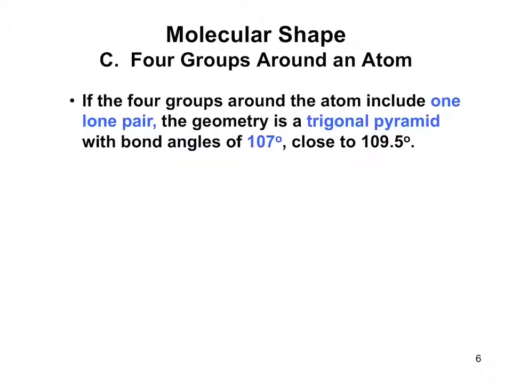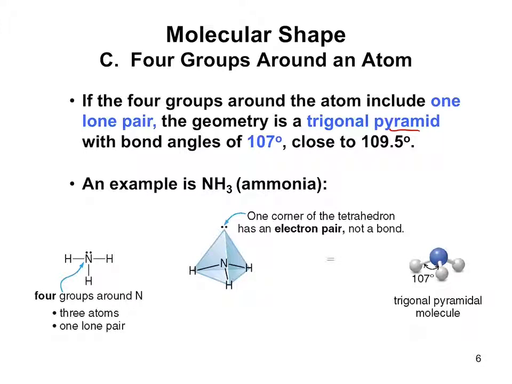Okay. So if 4 groups around the atom include 1 lone pair, the geometry is called trigonal pyramid, or pyramidal is the way I like to say it, but trigonal pyramid with bond angles of 107 degrees. So let's look at an example. Ammonia is an example. If we're going to count groups here, we're going to count this lone pair of electrons on ammonia, NH3. That's 1, 2, 3, 4. So similar to the methane molecule we just saw on the last slide, this has 4 groups.